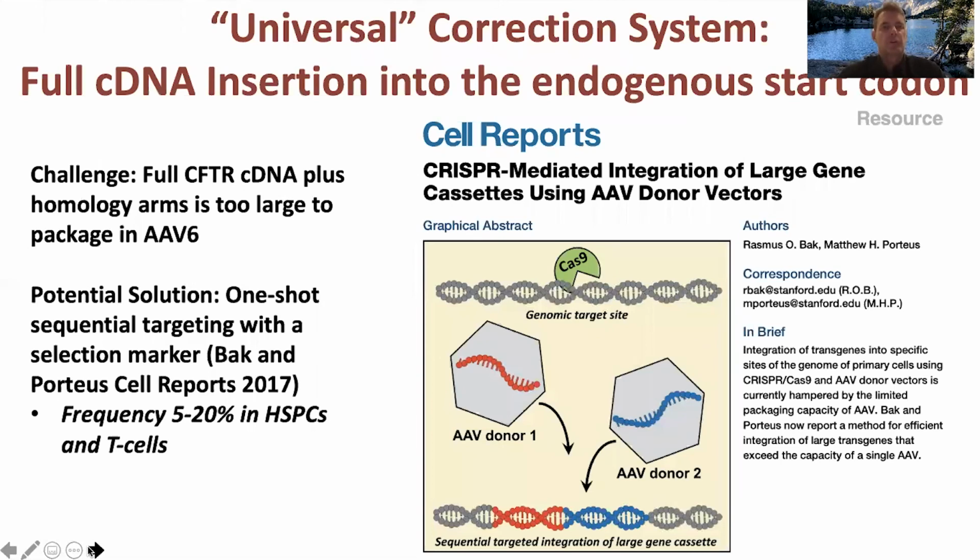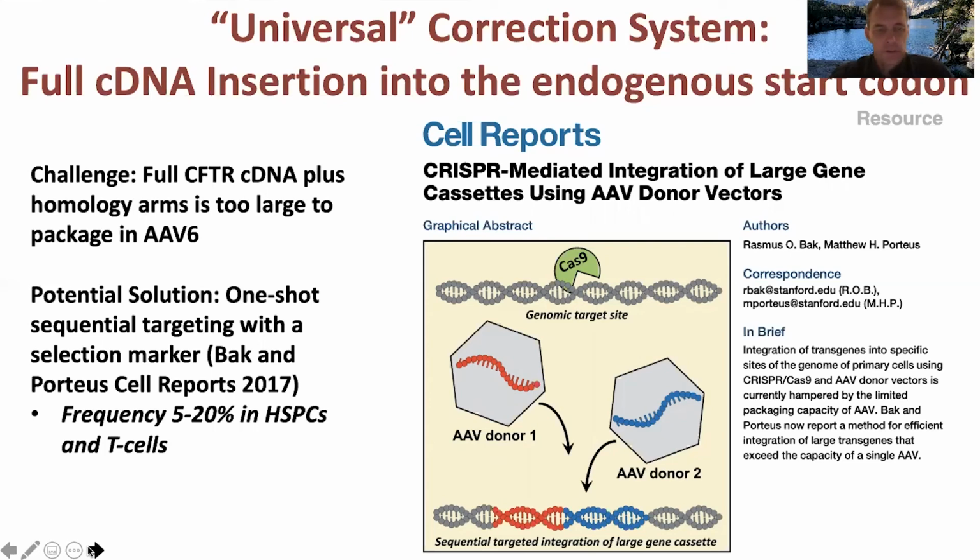In parallel to the direct correction of delta F508, Sriram has worked on developing, as I said, a universal correction system in which a full cDNA would be inserted into the endogenous locus and thereby correct close to 99% of the mutations that cause cystic fibrosis. The challenge is that the CFTR cDNA is too large to package into AAV6.